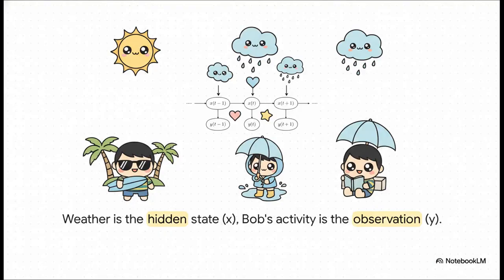And this right here shows that relationship perfectly. The top row, that's the hidden stuff we want to know, the weather. The bottom row, that's what we do know, what Bob's been up to. The model's whole job is to figure out how that top row caused the bottom row.